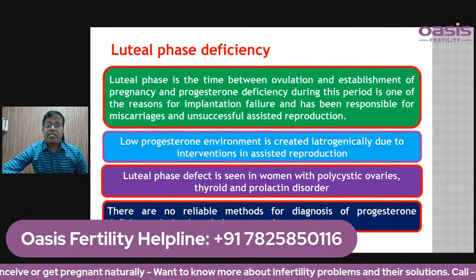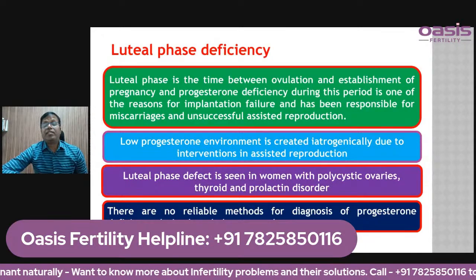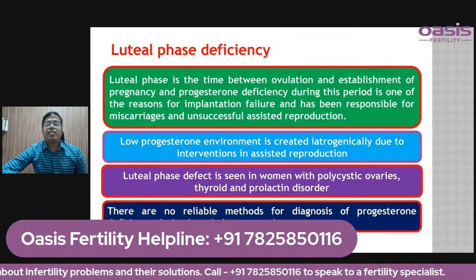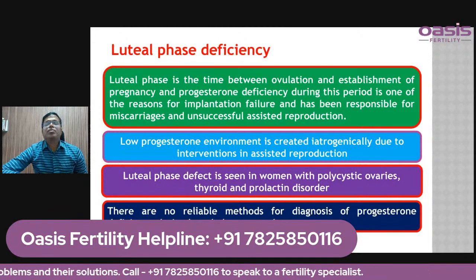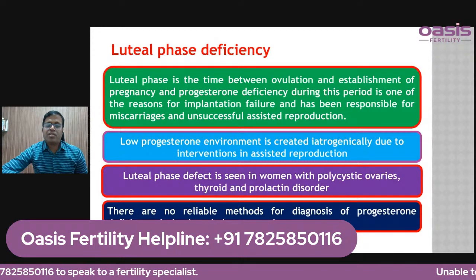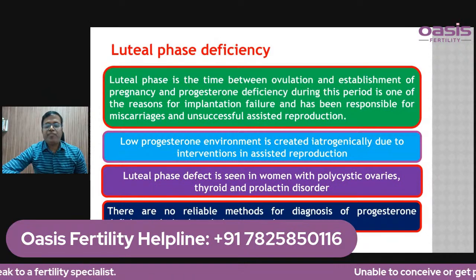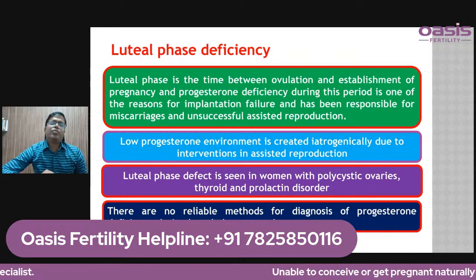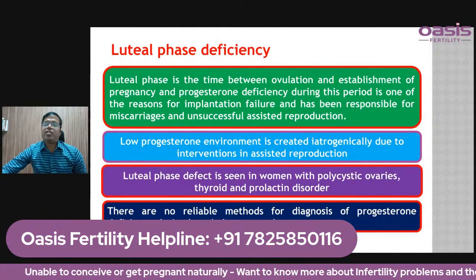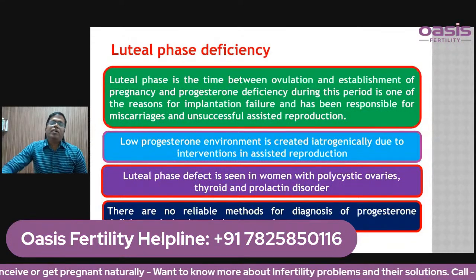But sometimes the progesterone secreted from this corpus luteum is not sufficient, so the pregnancy is affected, and that leads to issues like bleeding, pain, or even abortion. So low progesterone and the environment created iatrogenically also, because these are some of the natural conditions where the corpus luteum is found.